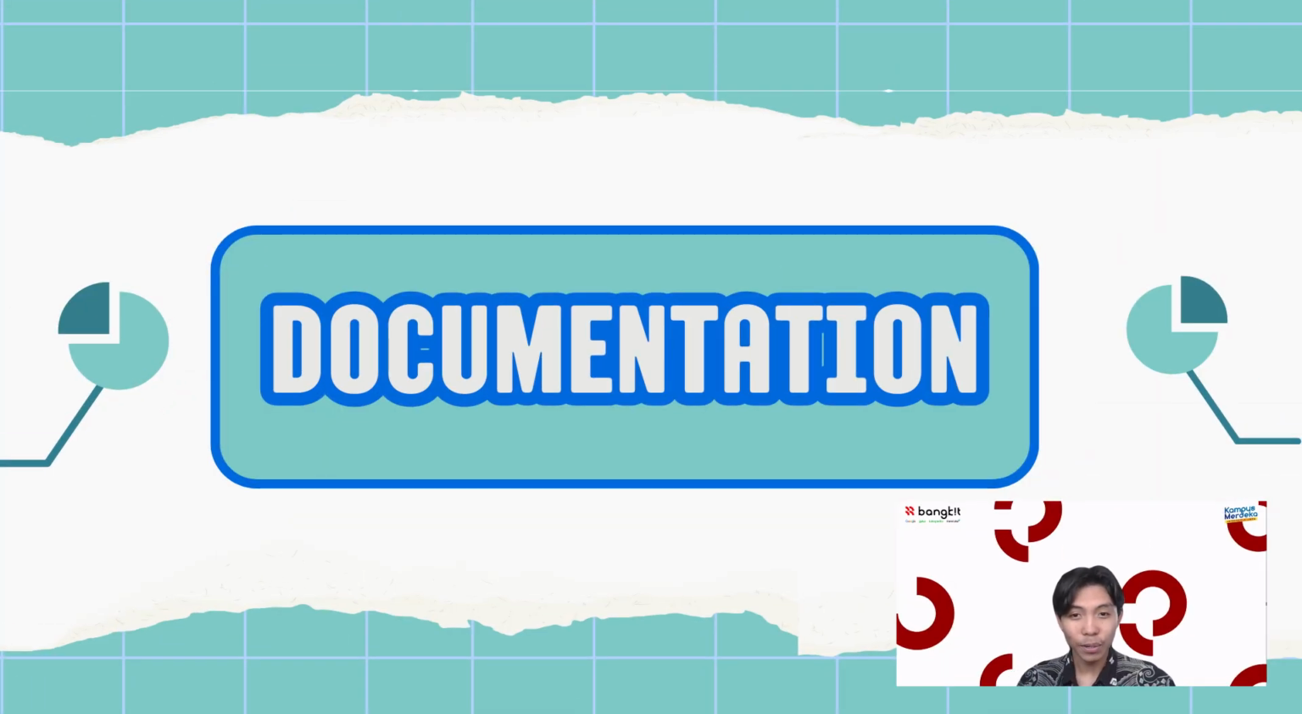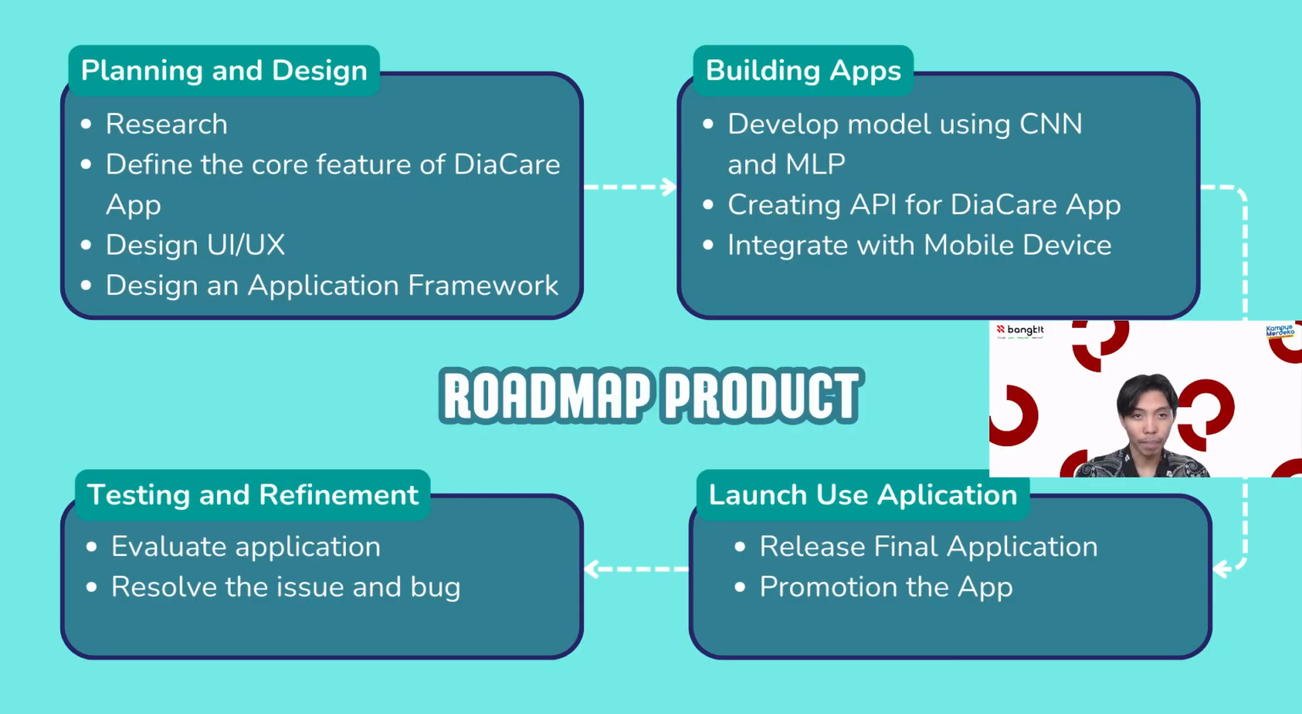Okay, the last one is documentation. The first one is our product roadmap. It has planning and design, which includes research, defining the core features of the DiaCare app, designing the UI/UX, and designing the application framework. Next, build the application, which is implemented by developing the model using CNN and MLP, creating the API for the DiaCare app, and integrating with the model. Then launch the application, which means release the final application and promote the application. And the last step, testing and refinement, which is evaluating the application and resolving issues and bugs.